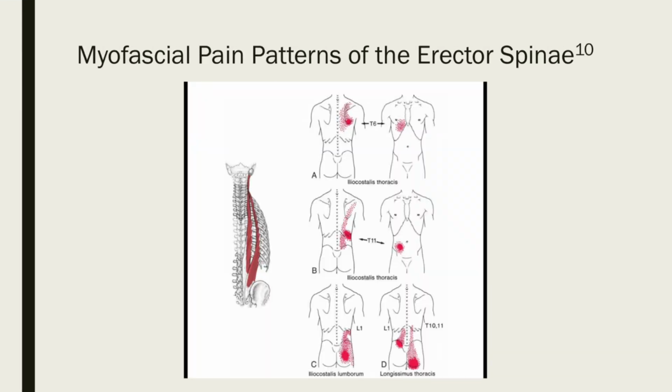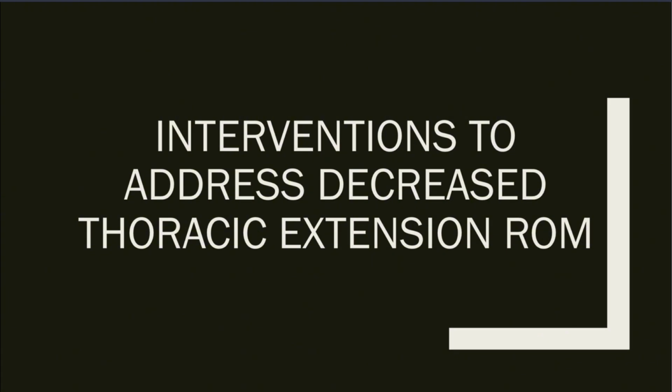Alright, and this is just an insert from one of the textbooks that we found dealing with myofascial pain. So we're gonna focus on the erector spinae, and this is just some of the trigger points and referred pain that can come from this muscle group. The dark red circle, that's gonna be where the trigger point is, and the smaller red circles are where the pain is referred.